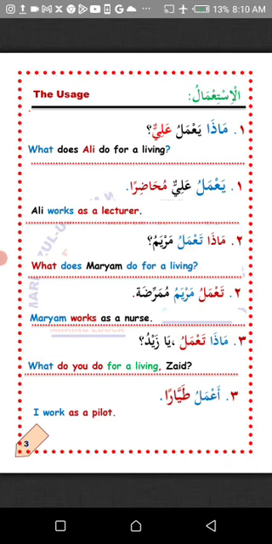ثلاثة, number three. ماذا تعمل يا زيد؟ What do you do for a living, Zaid? Now the answer. أعمل طيارا. I work as a pilot. لعلك فهمت؟ I hope you understand. ما شاء الله.